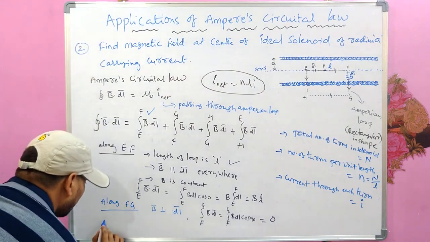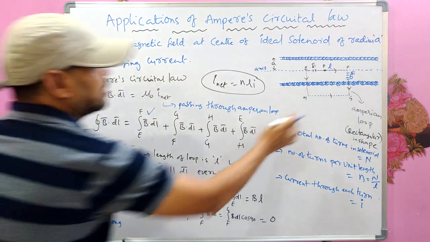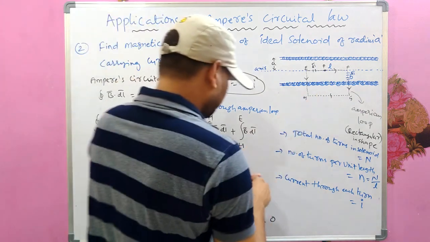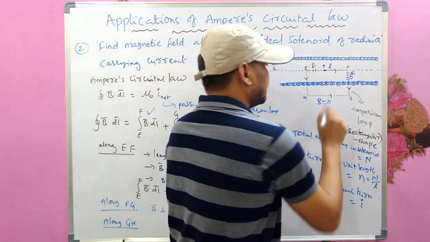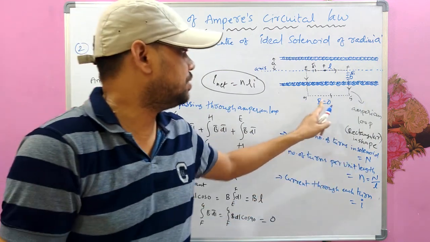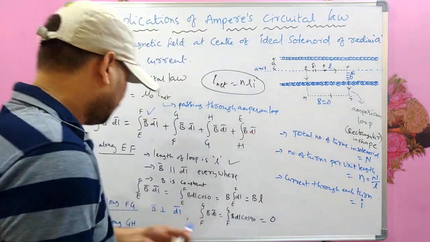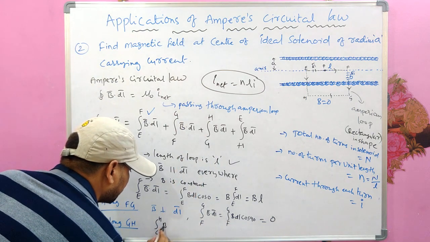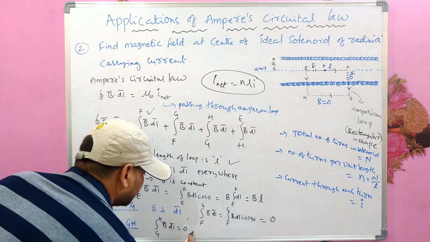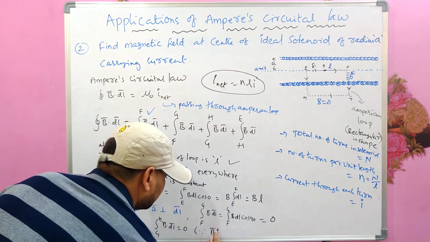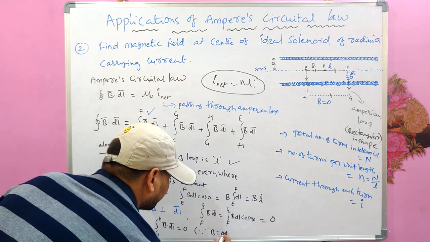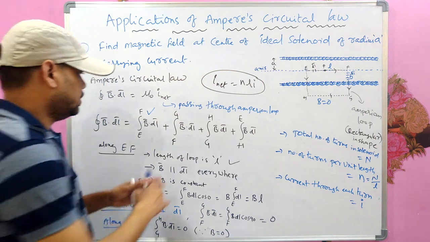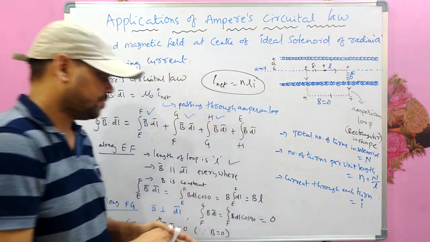Now we will see along GH. Along GH, the magnetic field is 0 because outside the ideal solenoid, B is assumed to be 0, which means the integral from G to H is equal to 0 since B is 0. So this is calculated and this is calculated.